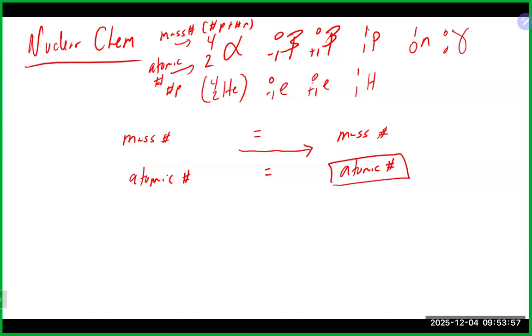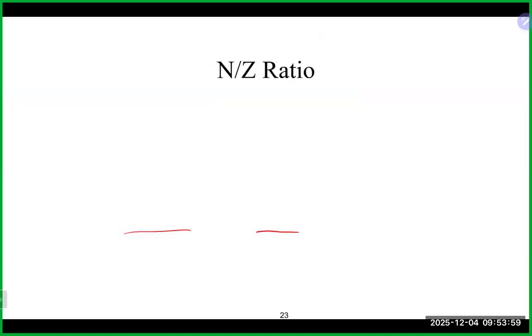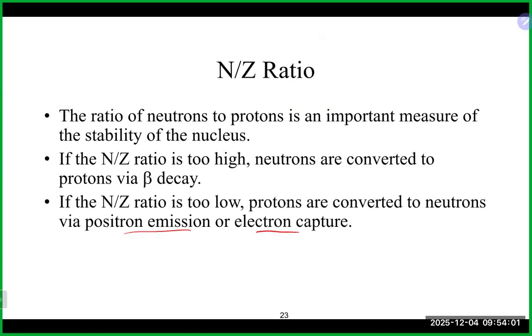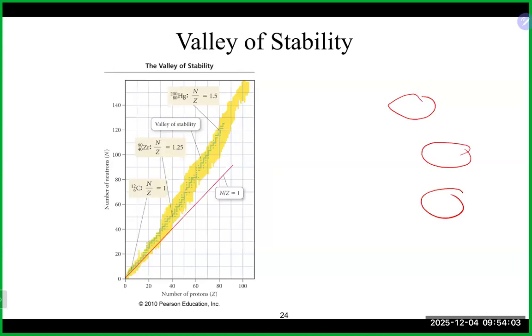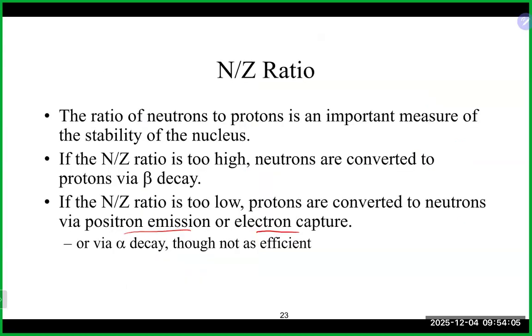All right, so continuing on here. The next thing we're going to talk about is what is referred to as stability. And one way that we look at stability is what is referred to as the N to Z ratio, or really your neutron to proton ratio. And the number of neutrons to protons, if it actually is too high, it will be considered sort of unstable.